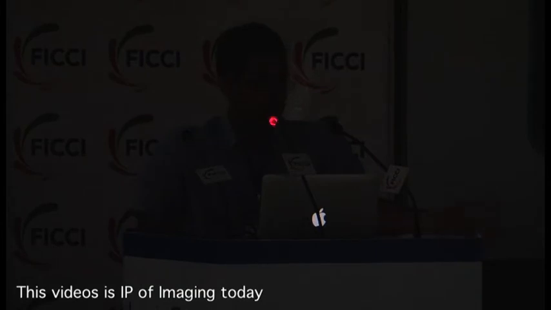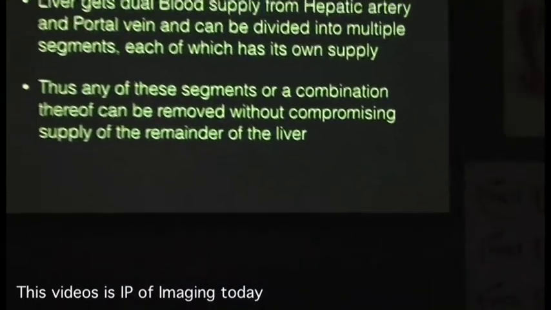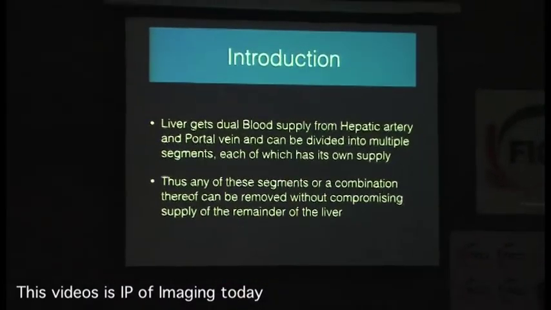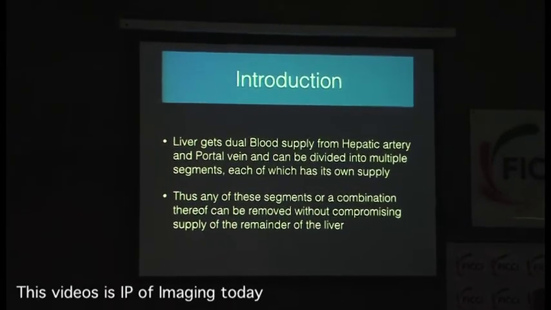So as you all know, the liver gets a dual blood supply. The hepatic veins run in between the lobes and the portal veins run inside them. So the hepatic veins form scissurae, which give you landmarks through which to divide the liver, right?